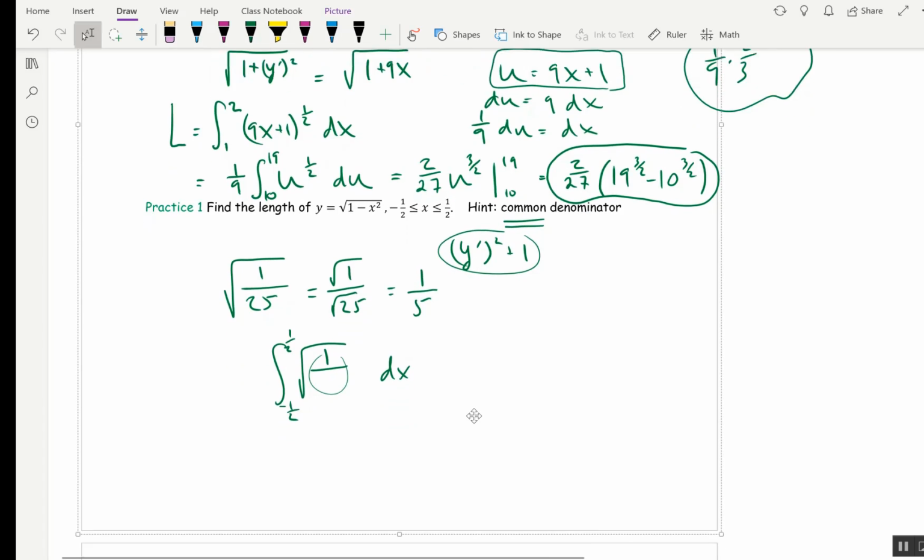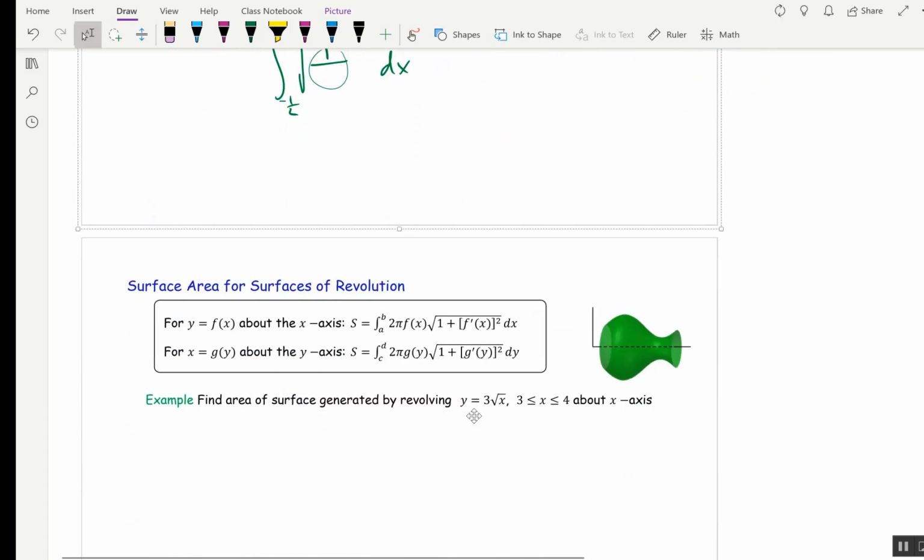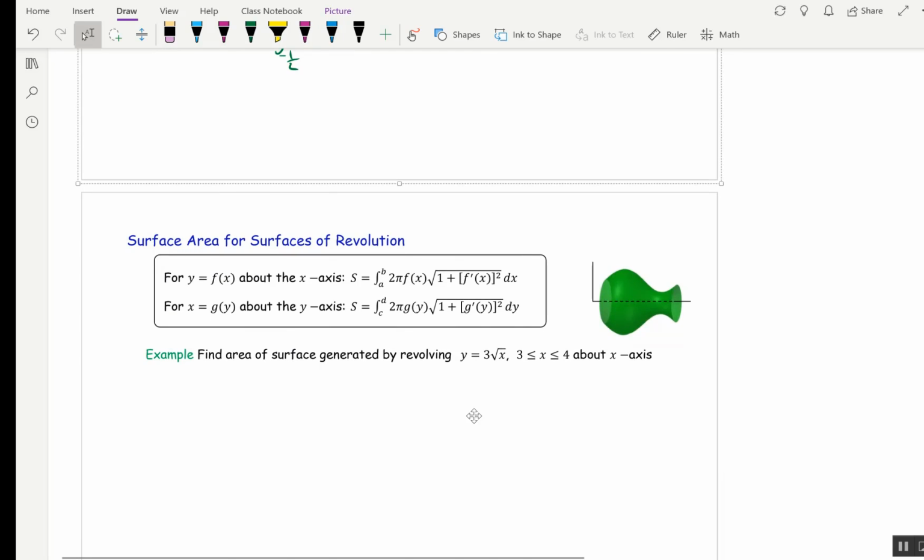Okay, so let's move on to the second part, which is surface area for surface of revolution. And so there are 2 formulas. You don't have to memorize either one. If you want you to do it on a test, I'll give you the formula. We just don't use it often enough to have to memorize it.